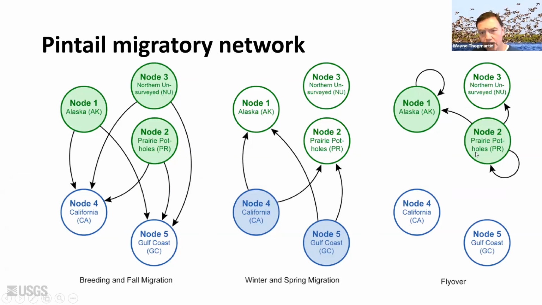So in some years, the prairie potholes are insufficient for the birds that may want to nest there. And so individuals fly over into this northern unsurveyed area, or they move on to Alaska to breed. These sorts of dynamics can be incorporated in these network models, and we can evaluate their implications.